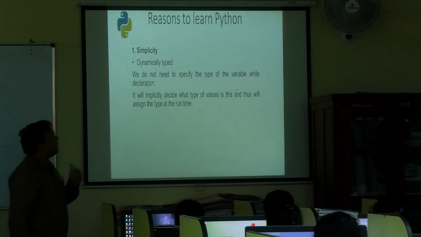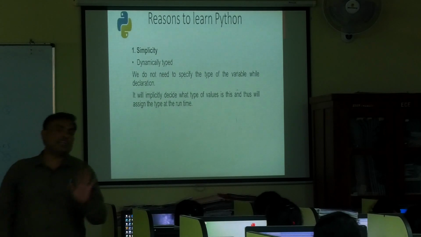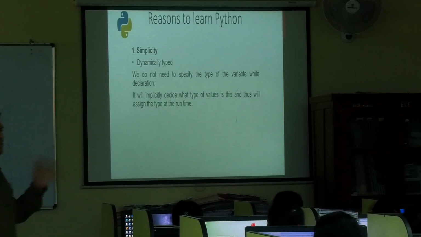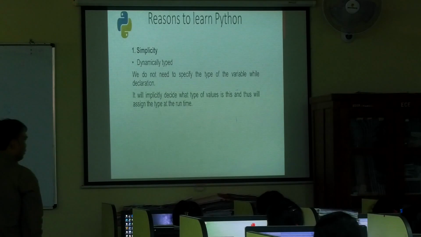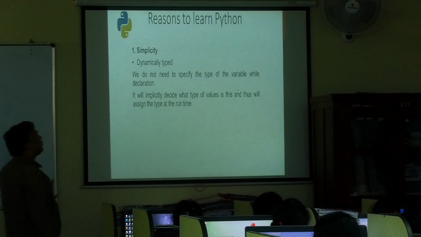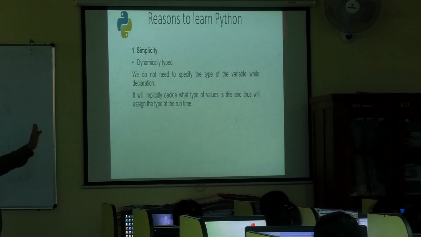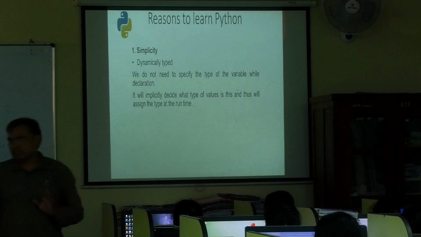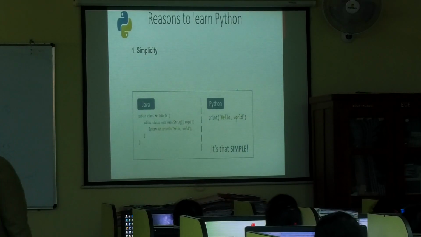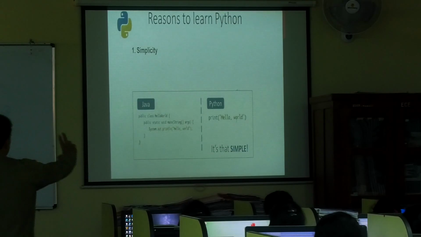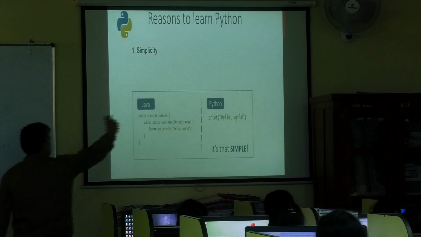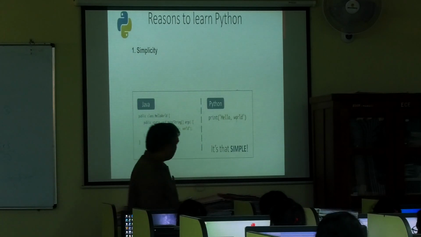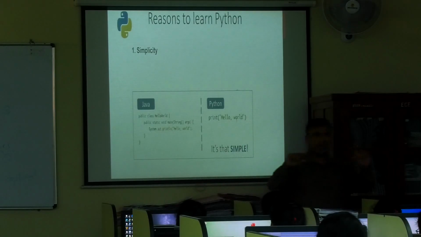And it is dynamically typed, so you do not need to specify the type of variable. We are all familiar with data types in languages: integer, character, float, all are data types. So we do not need to worry about the type of variable. It has simplicity. The type of value and how the value is assigned is decided at runtime. Next, related to simplicity, in C or Java, if you write the code, it is public class HelloWorld, static void main, then System.out.println. Here it is simply print hello. Very simple.